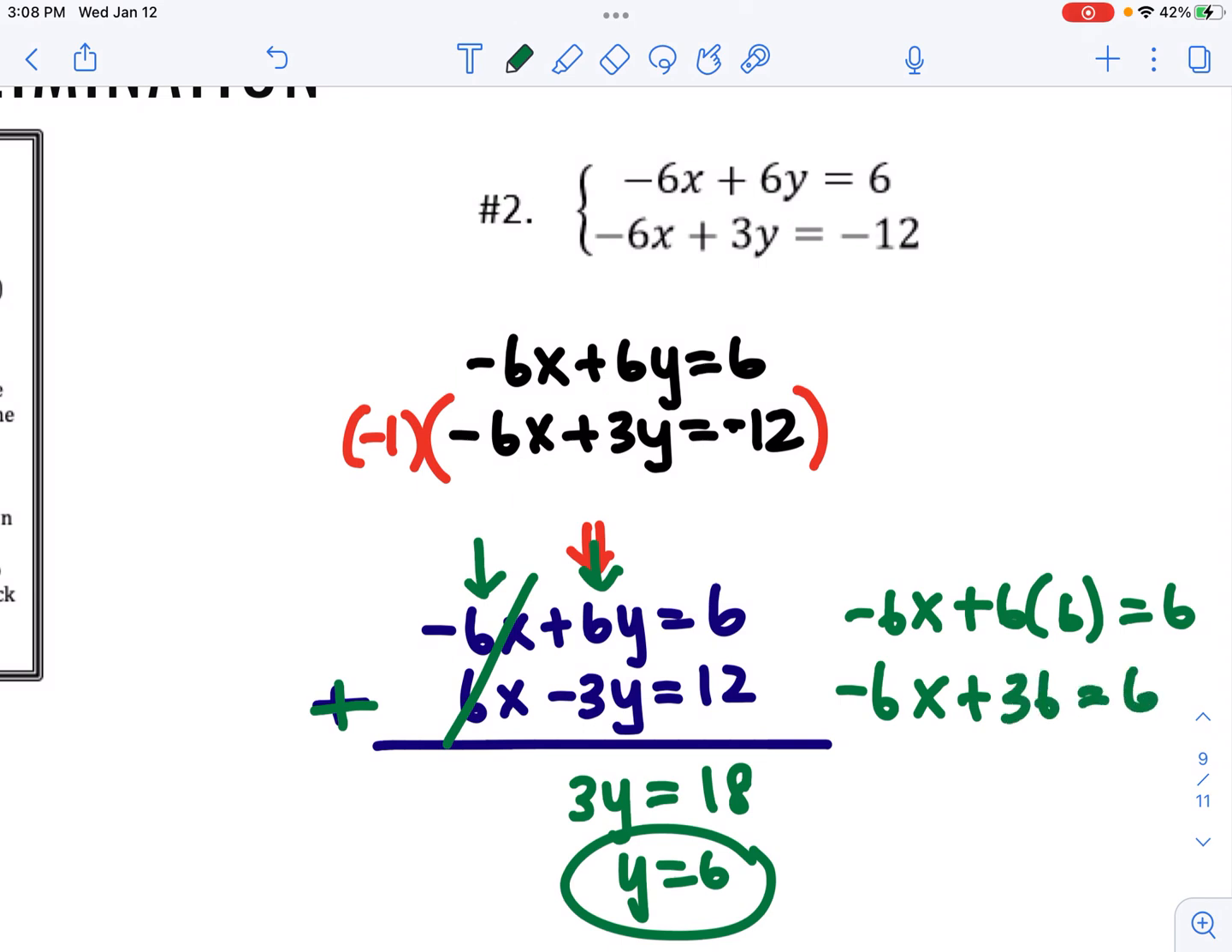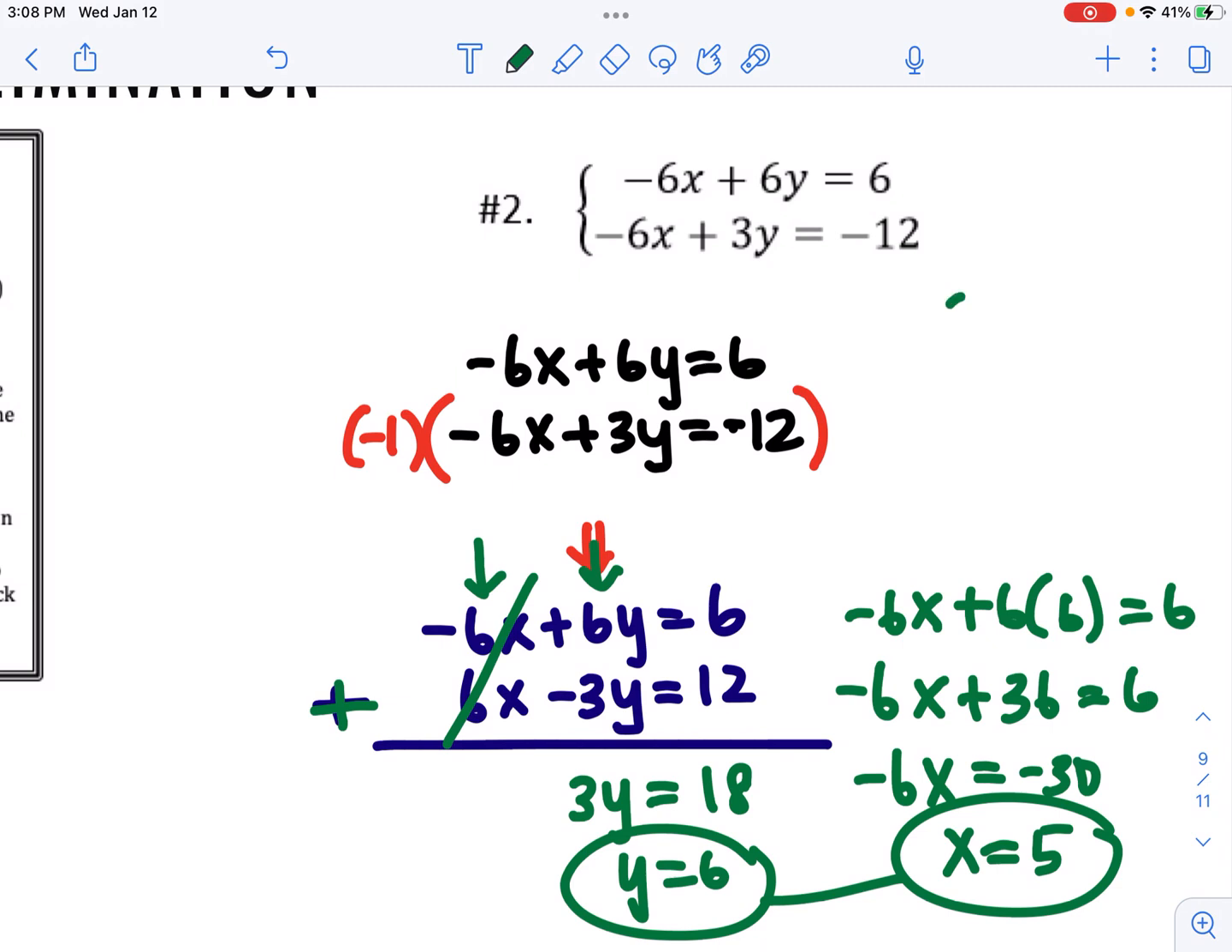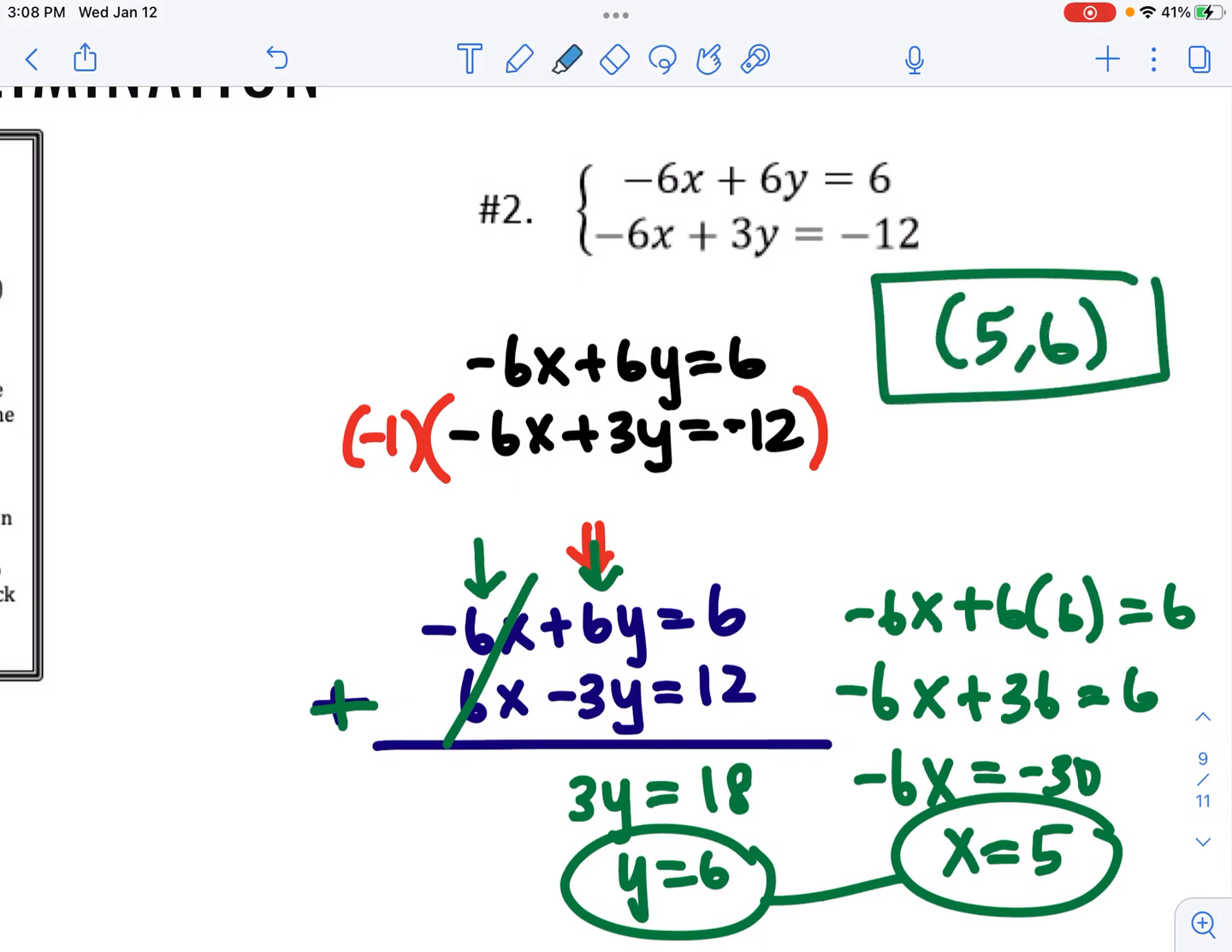I'm going to subtract 36 on both sides. We've got -6x equals -30. X is equal to 5, which means my solution is 5, 6. What this means is that these lines intersect at the point 5, 6. It also means that it's the only point in the whole world that'll satisfy both equations.